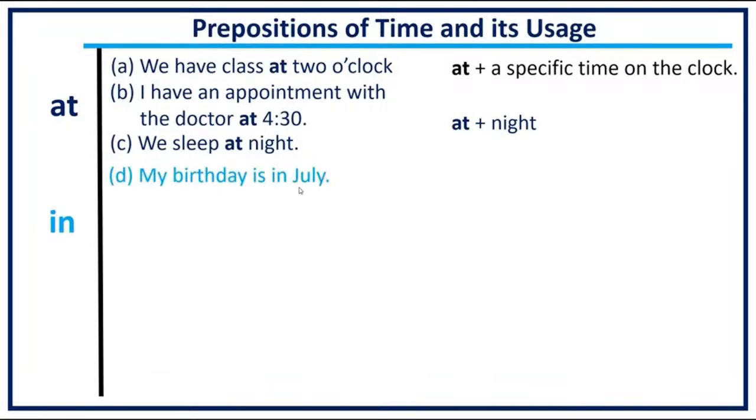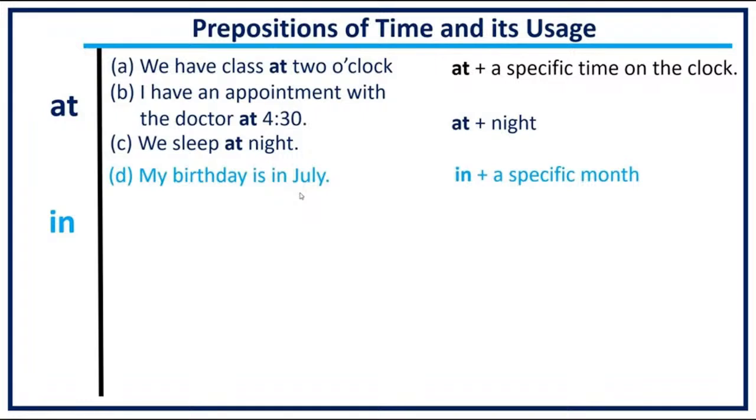Example, my birthday is in July. So, the first example here, my birthday is in July. As you can see, after "in," we have here July, which is a specific month. So, the first usage of a preposition of time "in" is in plus a specific month.